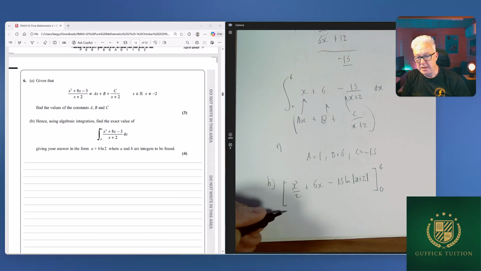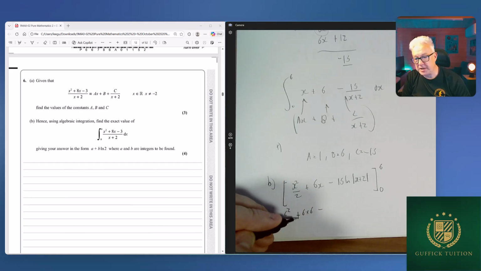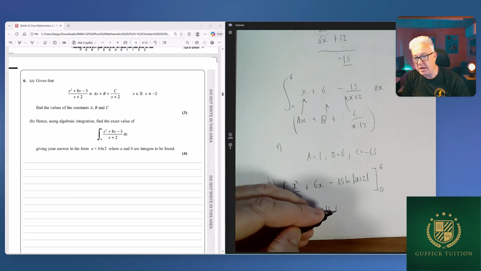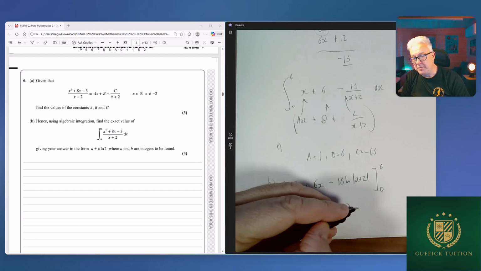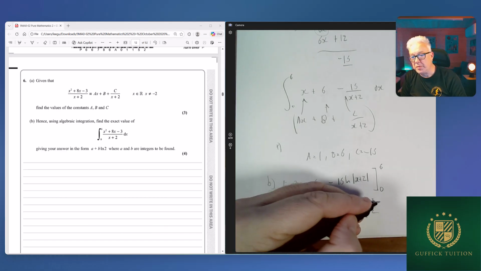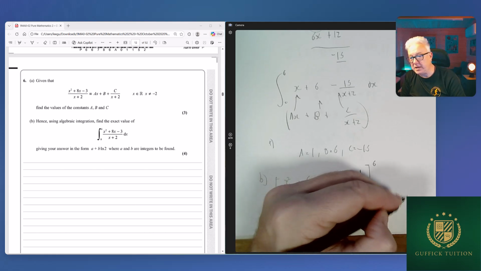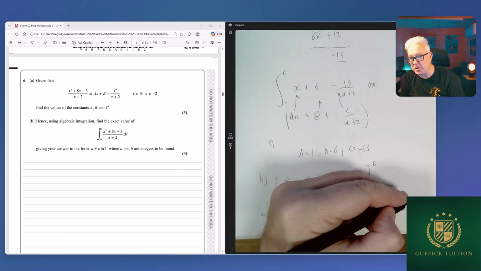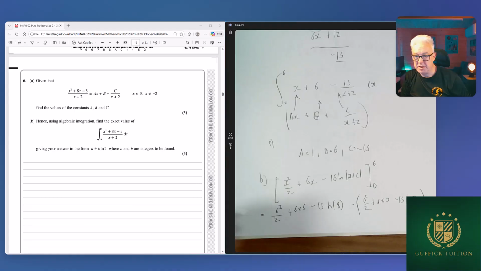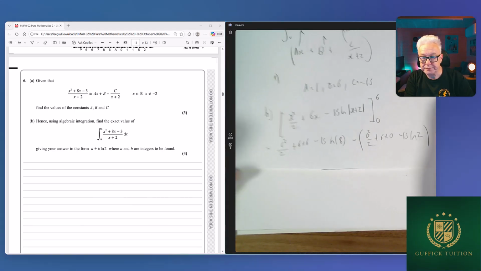So we're going to get 6 squared over 2 minus 6 times 6 plus 6 times 6 minus 15 ln of 6 add 2, which is 8, minus, open brackets, nothing squared over 2 plus 6 times nothing minus 15 times ln of nothing add 2, which is going to be ln 2. So that is what we've got to evaluate. Let's see what we get.